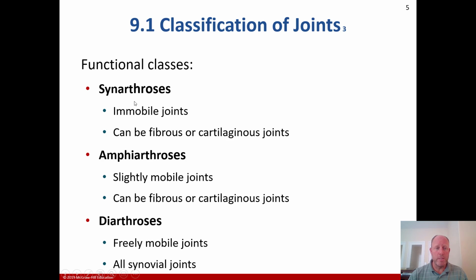structure. The functional classes are synarthroses, which are immobile joints. They can be fibrous or they can be cartilaginous. The amphiarthroses are slightly mobile joints. They can be fibrous or cartilaginous. And the most mobile, that are referred to as freely mobile, are the diarthroses. All synovial joints are diarthroses, and they are the most mobile of the joints.